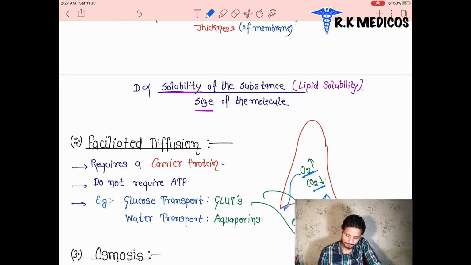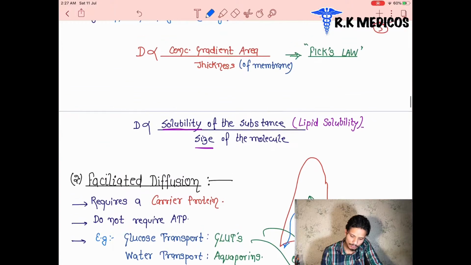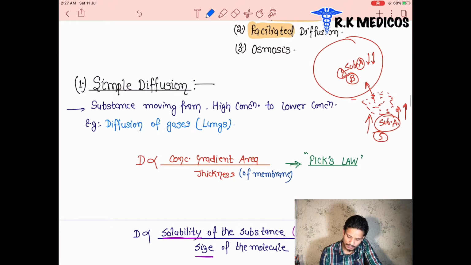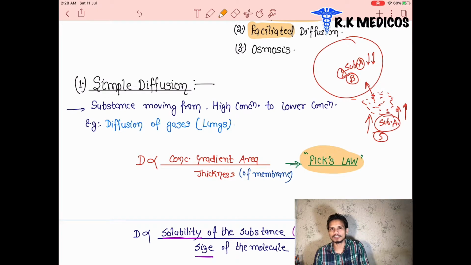We can see a term called Fick's law. What is Fick's law? Basically, diffusion is directly proportional to the concentration gradient and the area. What concentration is present in that specific area? When the area increases, the diffusion increases. Suppose that this is the cell surface where the molecules get diffused. When the area is more, more molecules will be diffused.